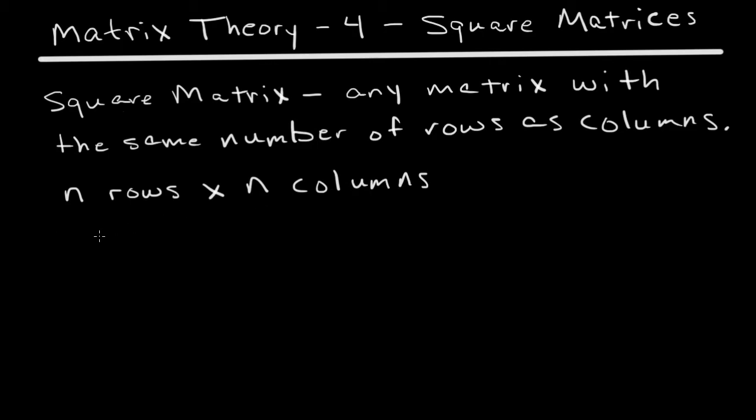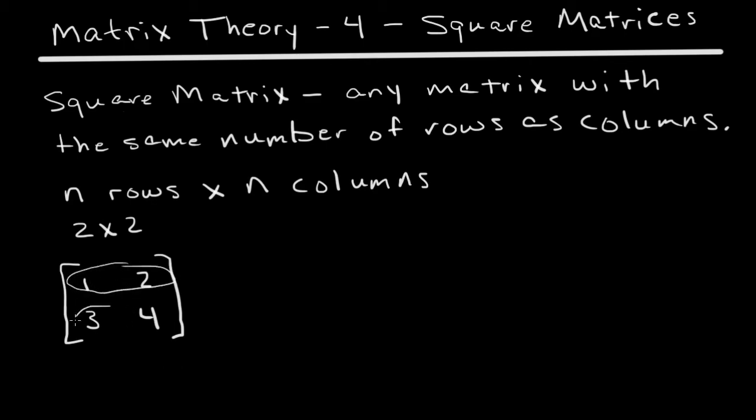So what does that look like? Let's say we have a 2 by 2. Let's say we have the matrix 1, 2, 3, 4. So this matrix has 2 rows, 1, 2 and 3, 4, but it also has 2 columns. It has 1, 3 and 2, 4. And the matrix is shaped like a square, so that's why we call them a square matrix.